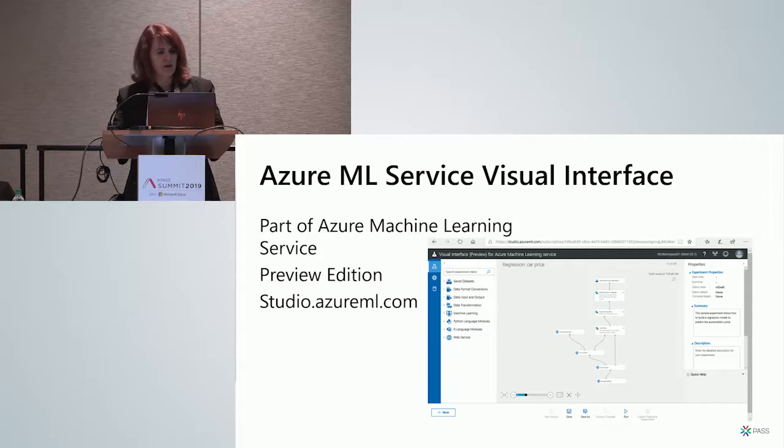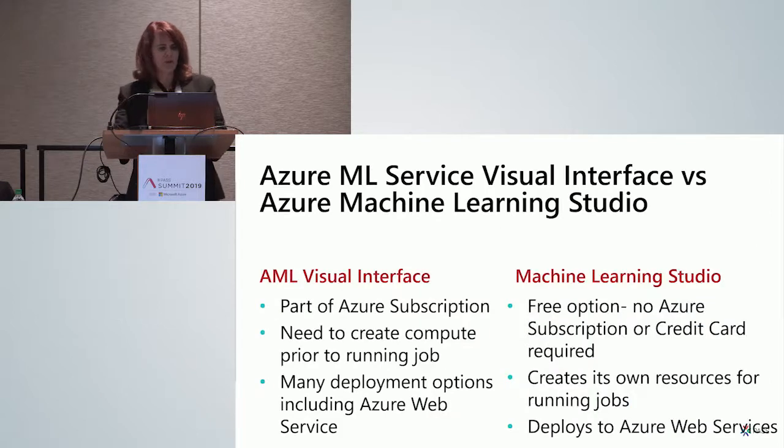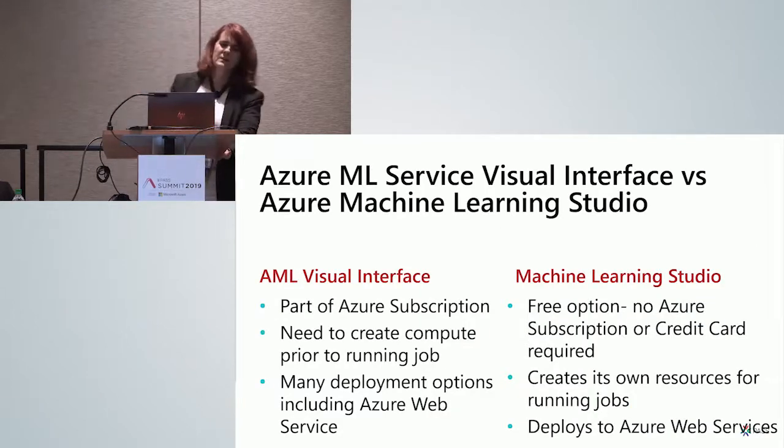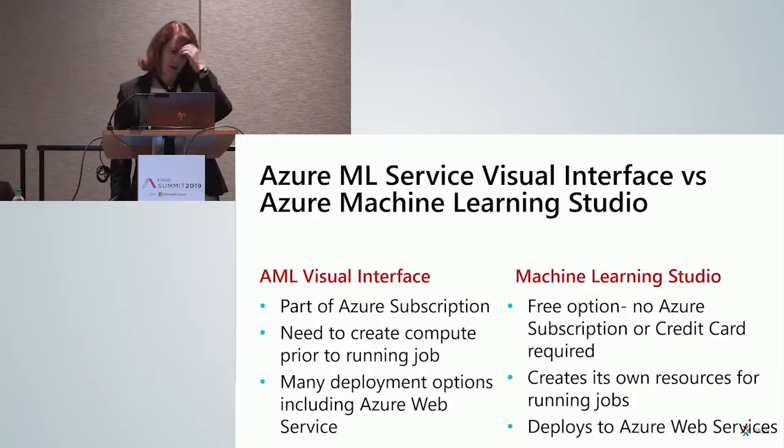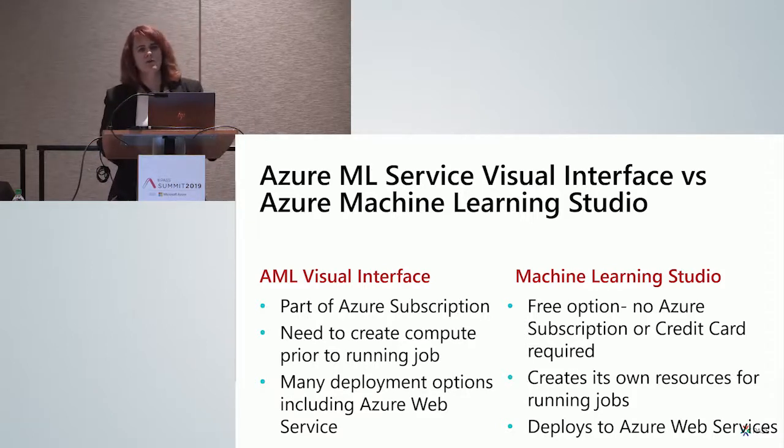This is very similar to the visual interface, which they now call included within there. It's part of the preview edition, but it is a little bit different. So the differences between the two of them: the AML visual interface is part of your Azure subscription, and you need to select compute prior to running jobs. What this means, though, is that for Studio, you don't get to pick the compute.